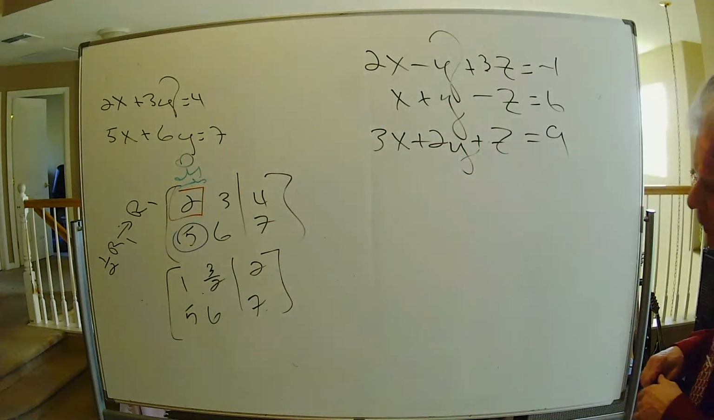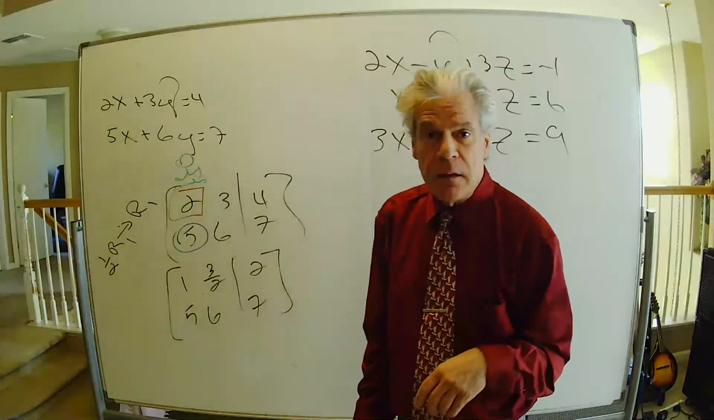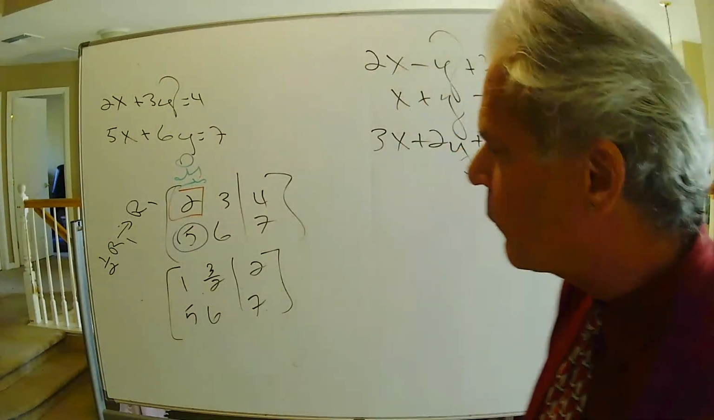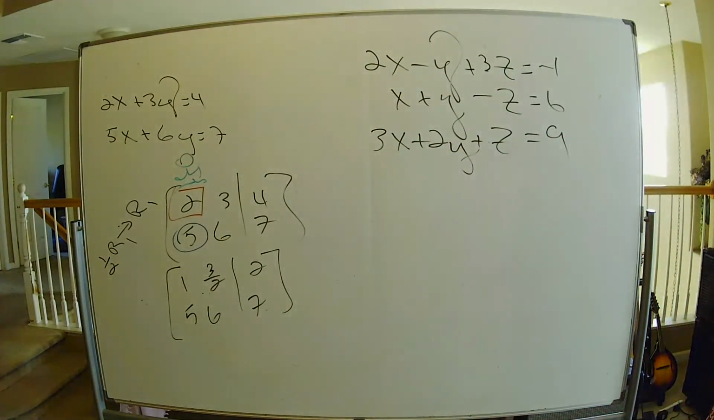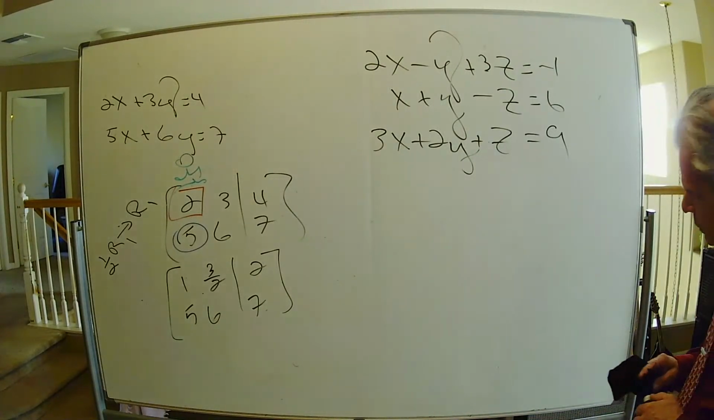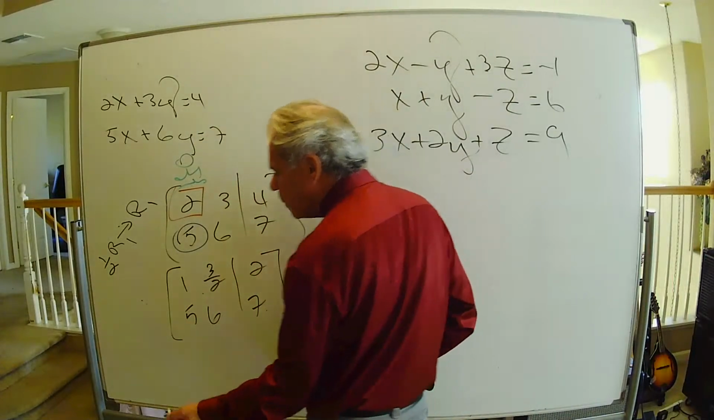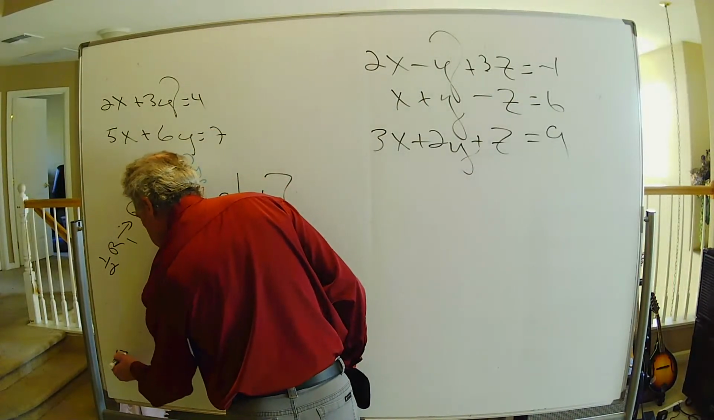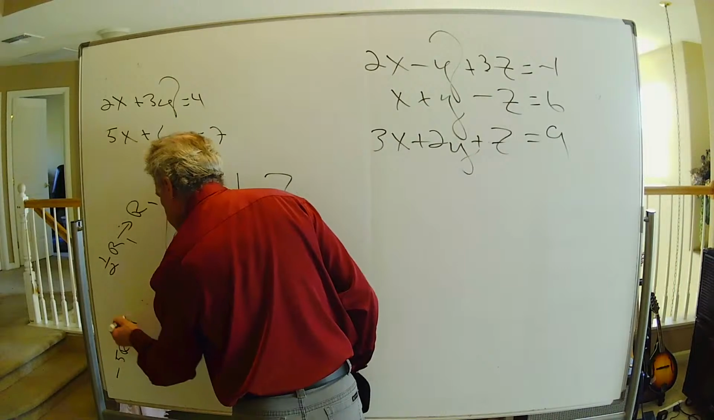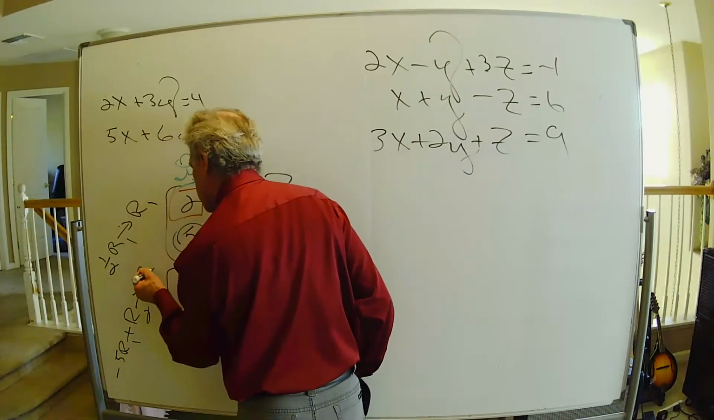So next on my list, I'm going to force that 5 to be a 0. And typically, not always, but typically when I want to force an entry to be a 0, I'm going to use the most recent row for which I created a leading 1. So to force that 5 to be a 0, let's multiply the first row by -5, add it to the second row, and use the result as the new second row.